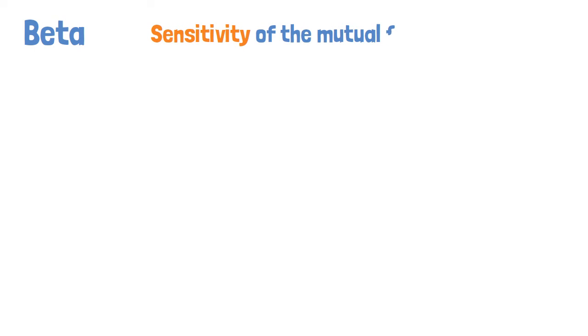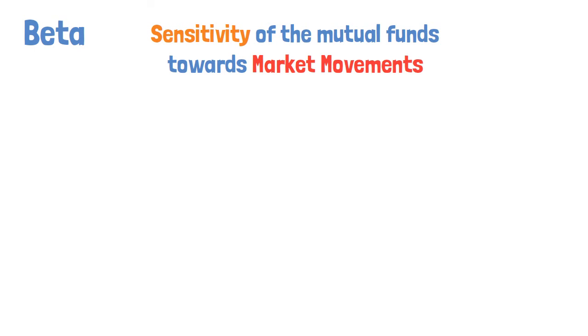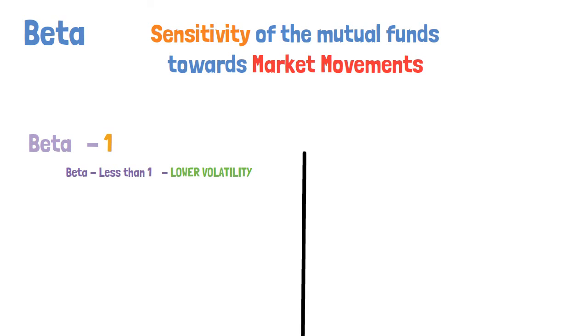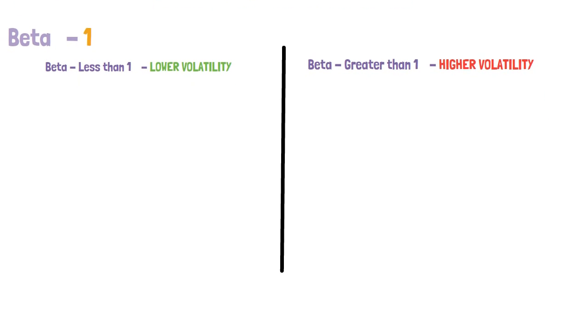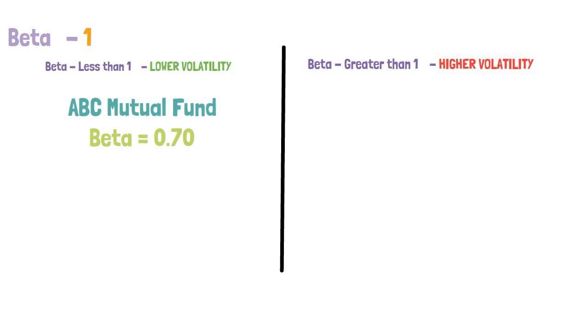The next metric that we're going to see is beta. Beta describes the sensitivity of the mutual fund towards market movements. The beta of the market or benchmark is considered to be 1. Any beta less than 1 describes lower volatility, and higher than 1 describes more volatility compared to the benchmark index. For example, if the mutual fund portfolio ABC has a beta of 0.70, it describes lower volatility.